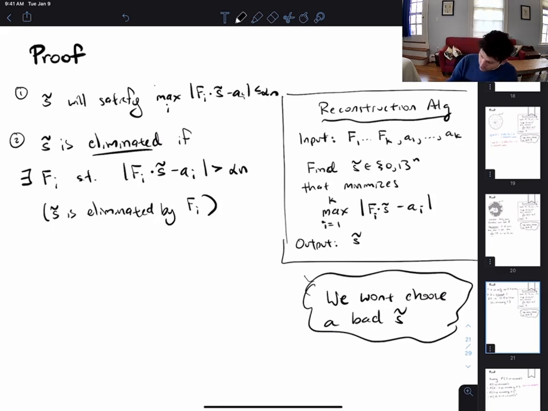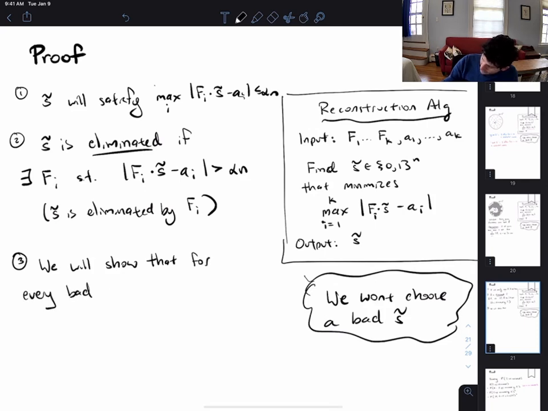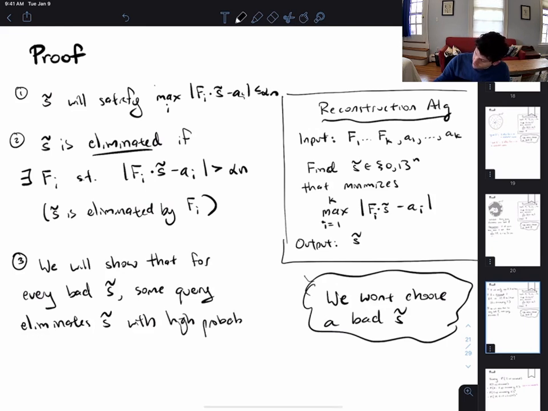Now the goal is we will show that for every bad S tilde, some query eliminates it, with high probability. When I say with high probability, what I mean is that this is going to hold if we've chosen good queries. We're choosing random queries. We could, of course, get unlucky and choose queries that somehow don't help us figure out what S is at all. But we'll show that if we choose random queries, then it's very likely that we'll get a set of random queries that has the property that it eliminates all of the bad S tildes.